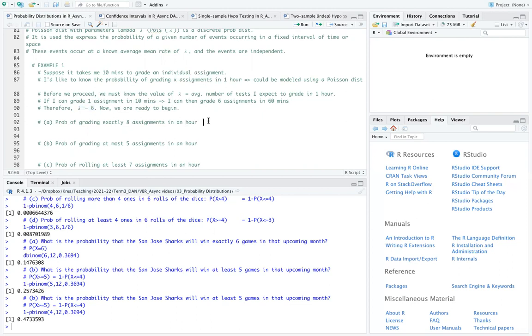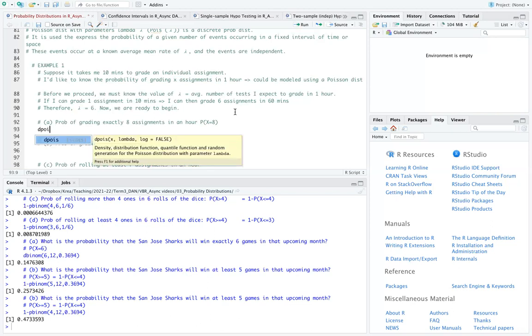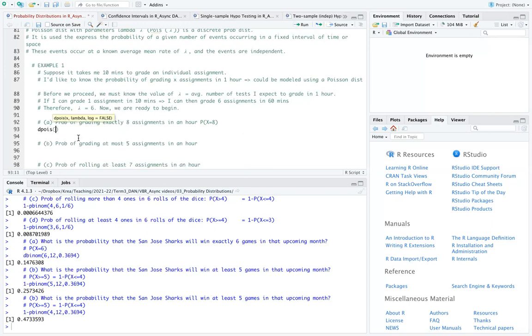Now, what's the probability of grading exactly 8 assignments in an hour? So this is P of X is equal to 8. Now, the function for Poisson distribution in R is called POIS, and we'll put the prefix that we need in front of the distribution's name. So we want the prefix D because we're looking for exact probability, and then we put POIS. So you see how it shows up there in the drop-down box. That's what we want. So DPOIS, open brackets.